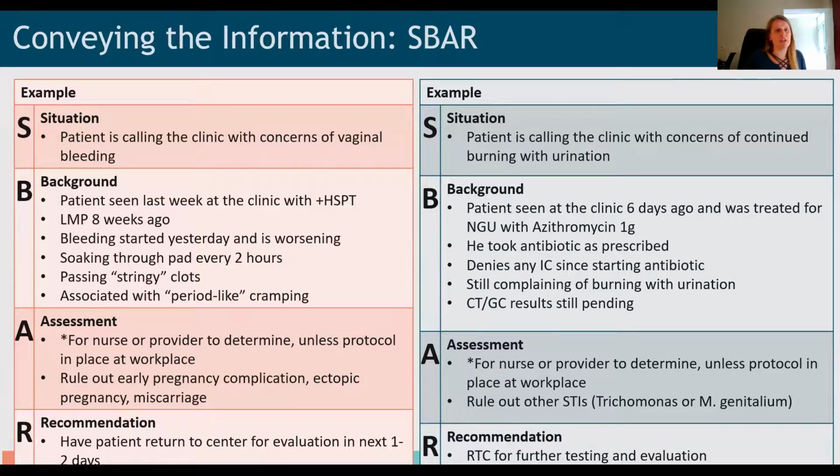So maybe the situation, I have a patient calling the clinic and she has concerns of vaginal bleeding. The patient was seen at the clinic with a high sensitivity pregnancy test. Her last period was 8 weeks ago. Her bleeding started yesterday and it's getting worse. She is soaking through a pad every 2 hours. She's passing stringy clots, and she's also having some period-like cramping.